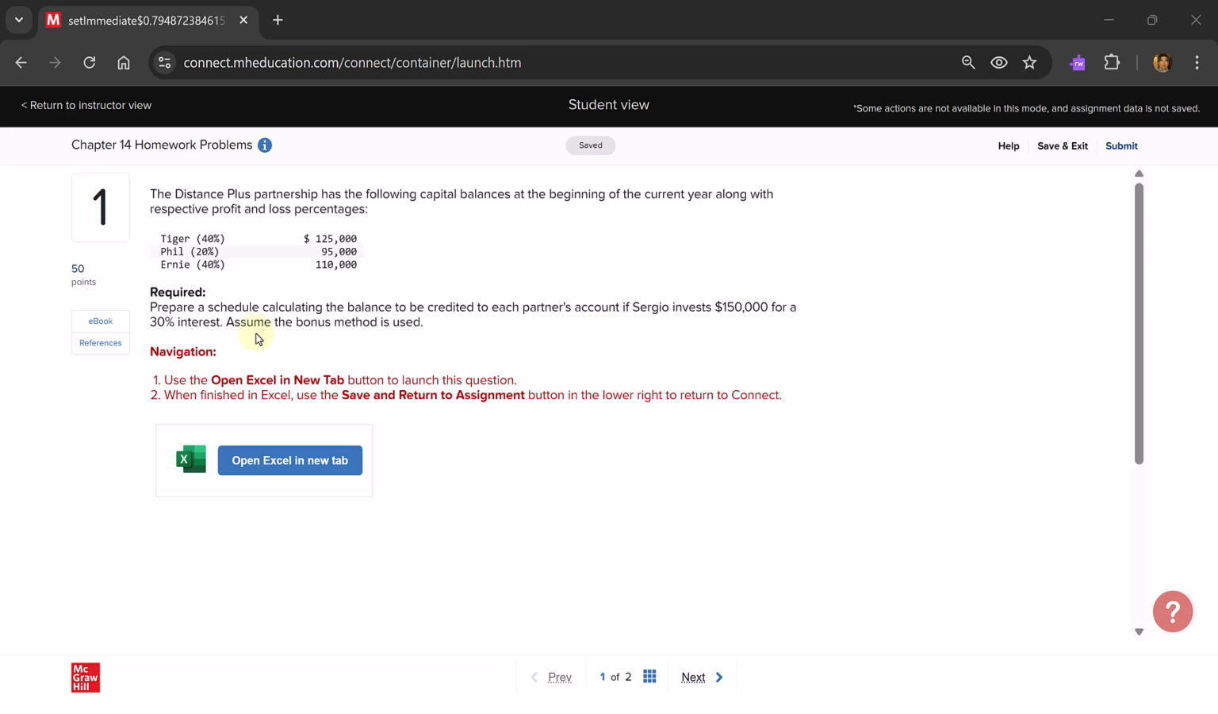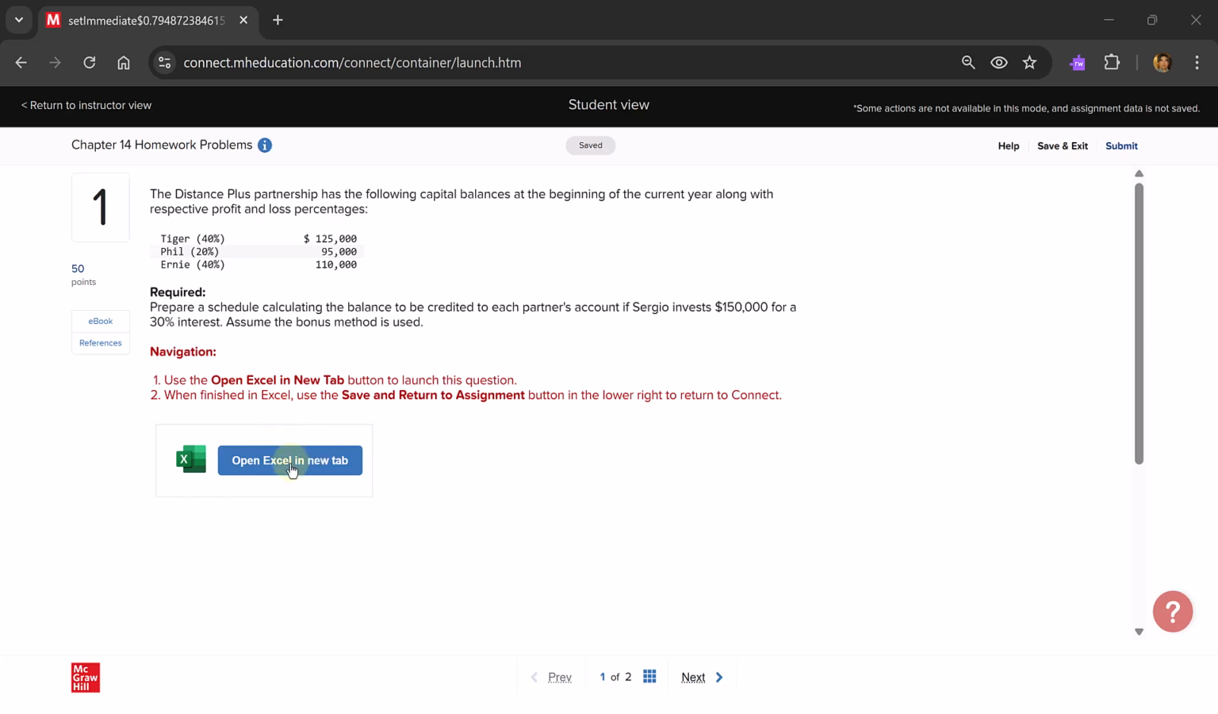Okay, and the question really is asking, prepare a schedule calculating the balance to be credited to each partner's account. That's capital account. And of course, when we credit a capital account, that means to increase the capital account. We learned here in chapter 14, there's two methods of accounting for admitting a new partner or having a partner withdraw from the partnership. The two methods are the bonus method, which we're using here, versus the goodwill method. And of the two, bonus is typically easier to account for. We're doing the easier of the two methods.